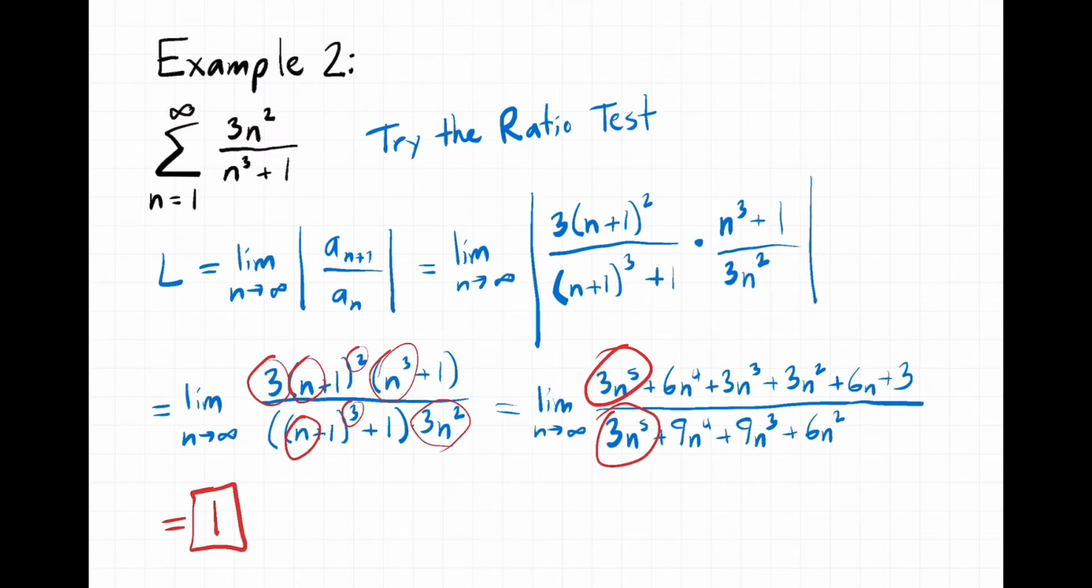What do we conclude from this? Well, the ratio test tells us we should compute this limit of each term divided by the previous term, and if we get 1, then the ratio test actually doesn't tell us anything. We cannot draw a conclusion.